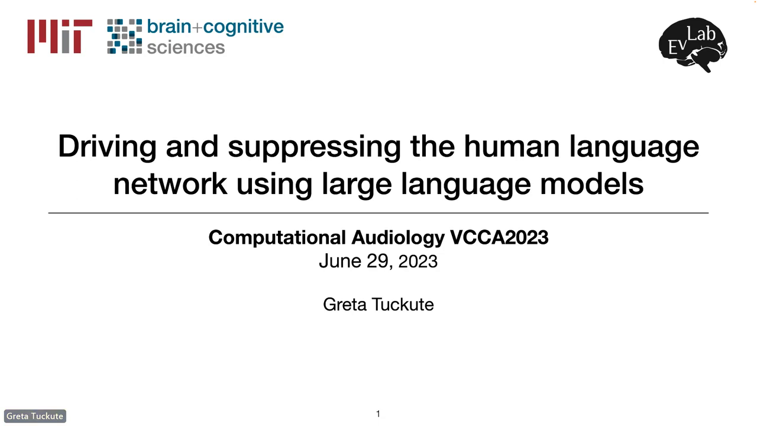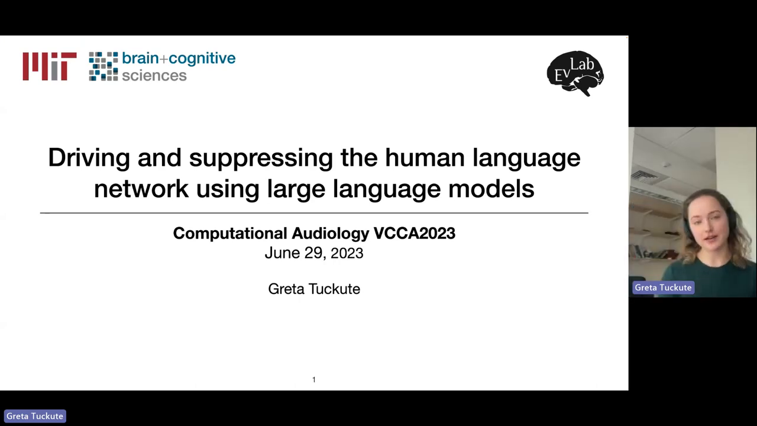Hey everyone, thank you so much for the opportunity to share this work today. I'm Greta, I'm a PhD candidate at the Brain and Cognitive Sciences Department at MIT. I study how humans extract meaning from text and speech using tools from artificial intelligence. And the high-level goal of this project is to obtain a better understanding of the human language network by driving and suppressing neural responses in this network with the help of large language models. And first, let me try to unpack that a bit.